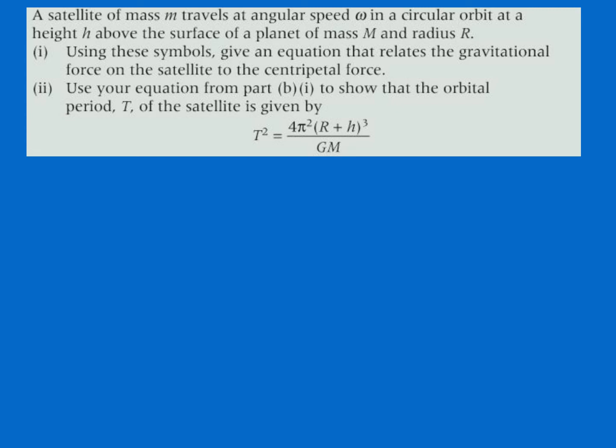It might be helpful to sketch a little diagram to show what's going on. So if we have a diagram here, R is the radius of the planet, and then the satellite is a distance h above, and it's got a mass of lowercase m. This planet has big M, and the satellite has an angular speed of omega as it orbits the planet.